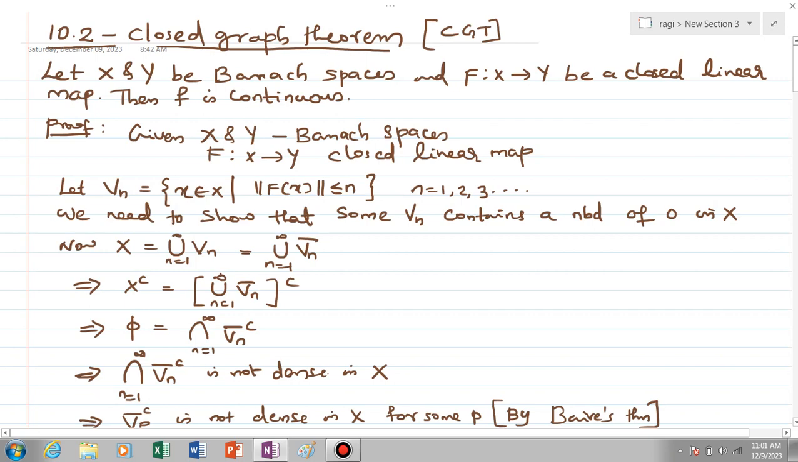Given X and Y are Banach spaces and f from X to Y is a closed linear map, let us define capital Vn to be the set of all x element of X such that norm of f of x is less than or equal to n, for n equal to 1, 2, 3, etc. Now we need to show that some Vn contains a neighborhood of 0 in X.